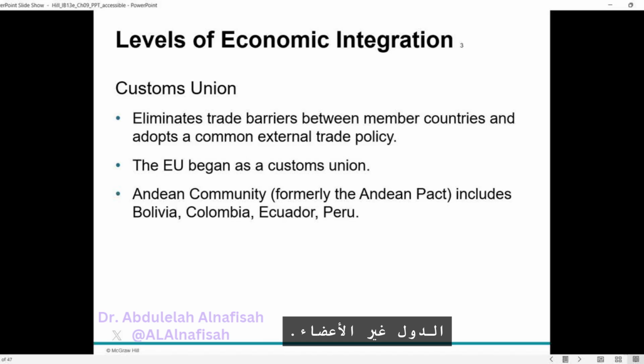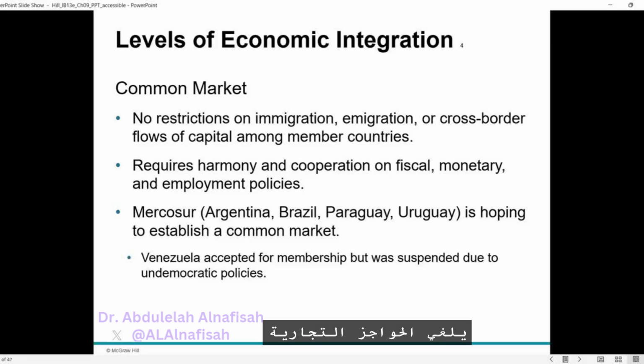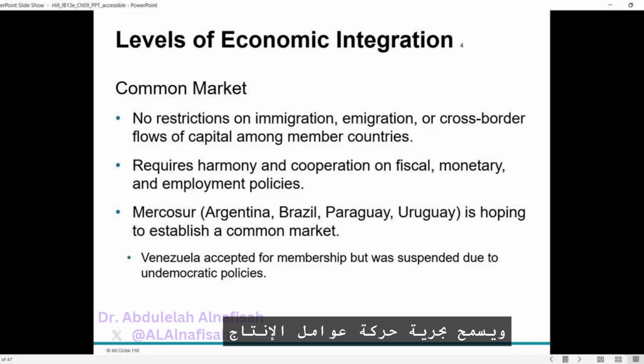A common market represents a higher level of economic integration than a customs union. It eliminates trade barriers among member countries, enforces a common external trade policy, and allows the free movement of factors of production, such as labor and capital, without restrictions on immigration, emigration, or cross-border capital flows.